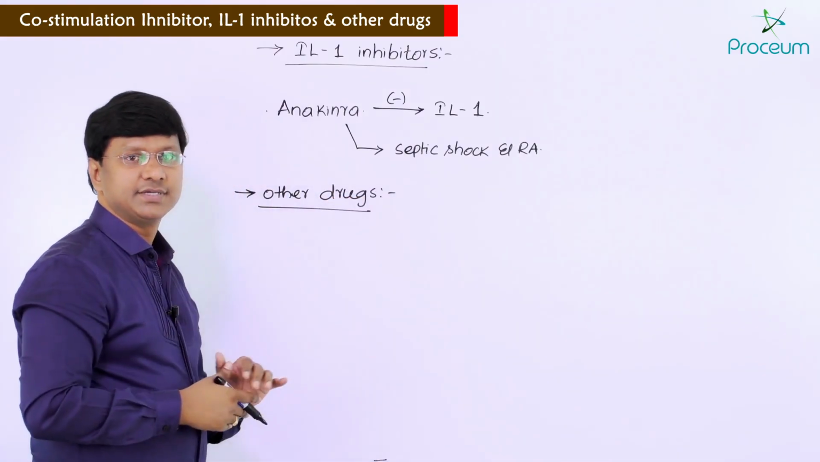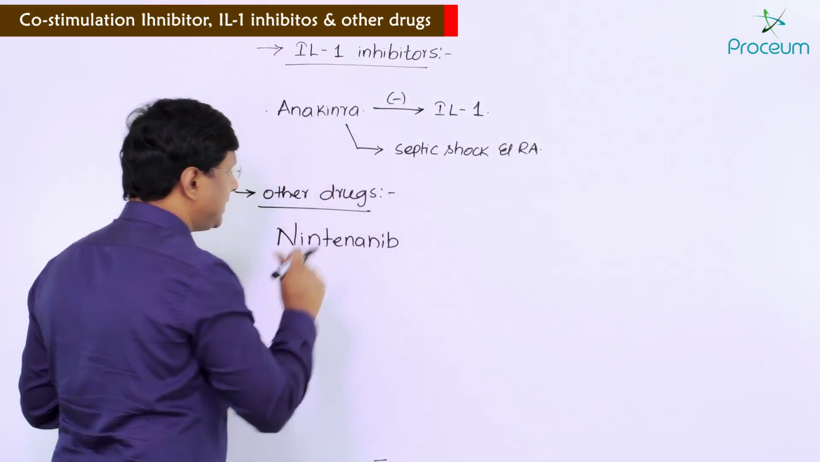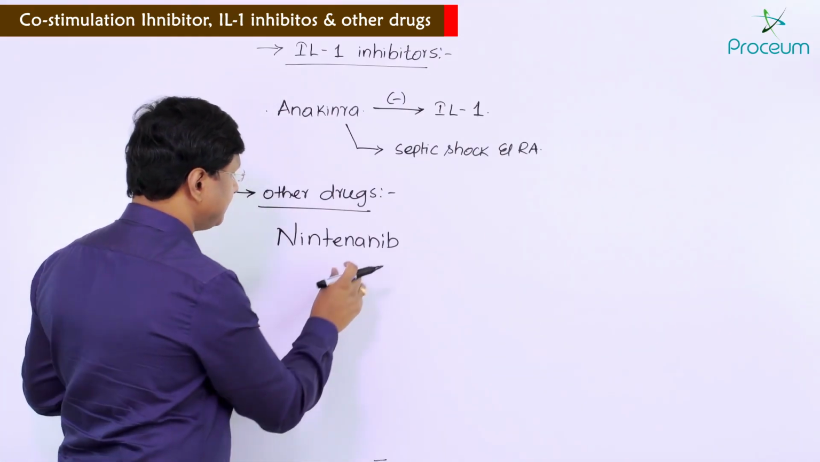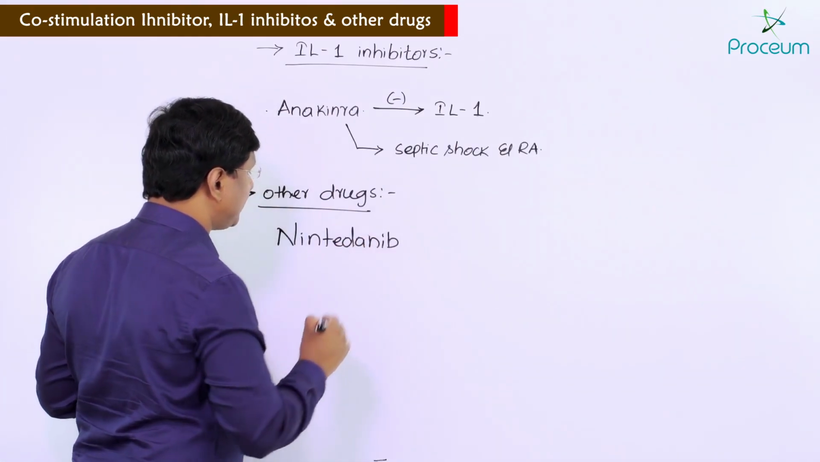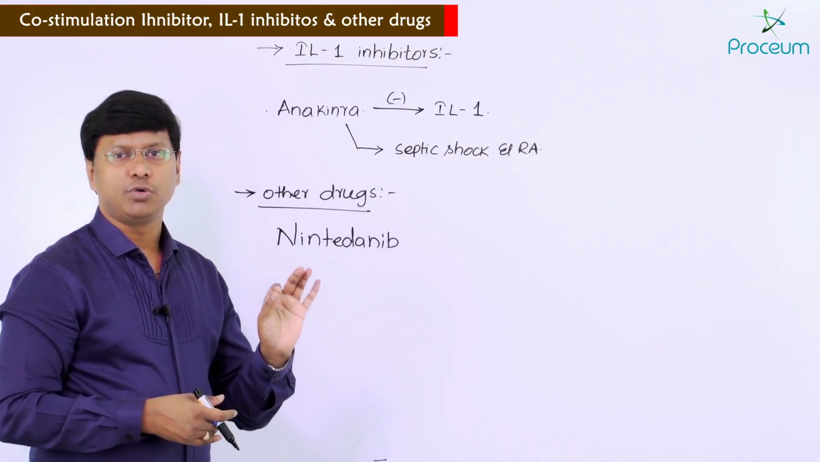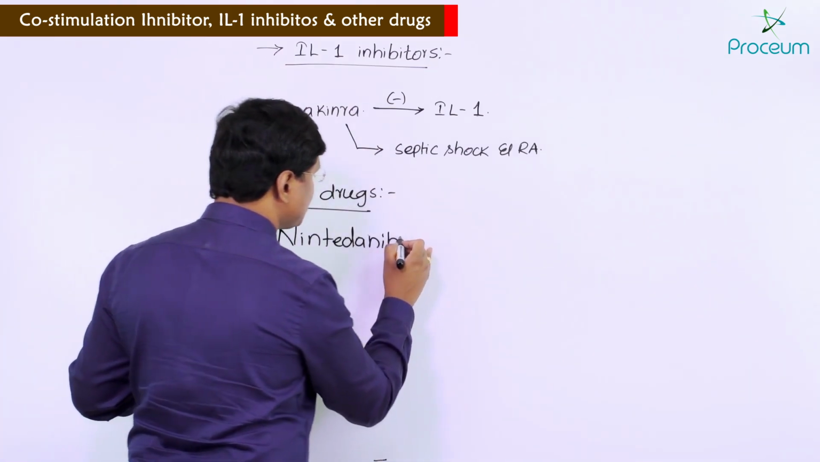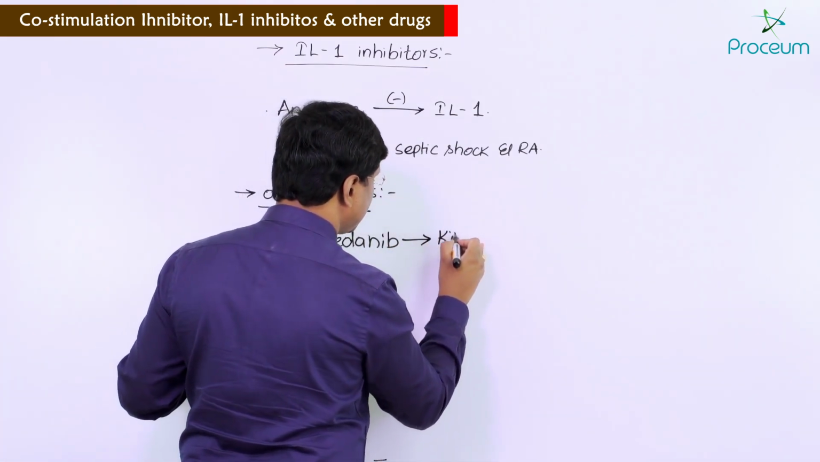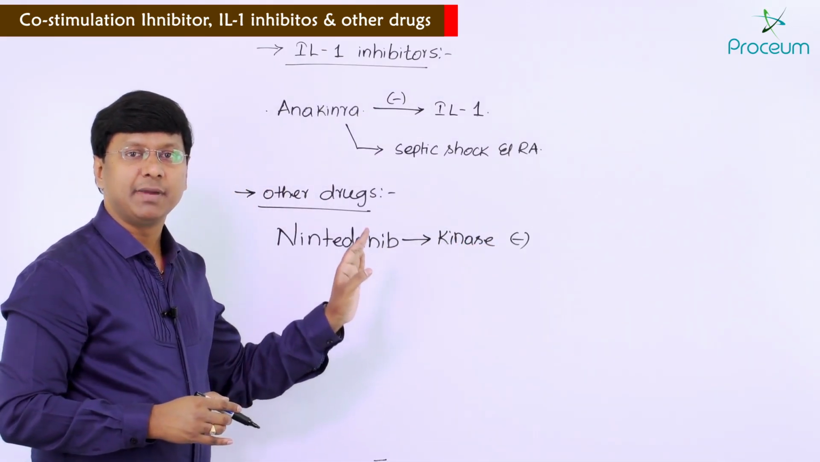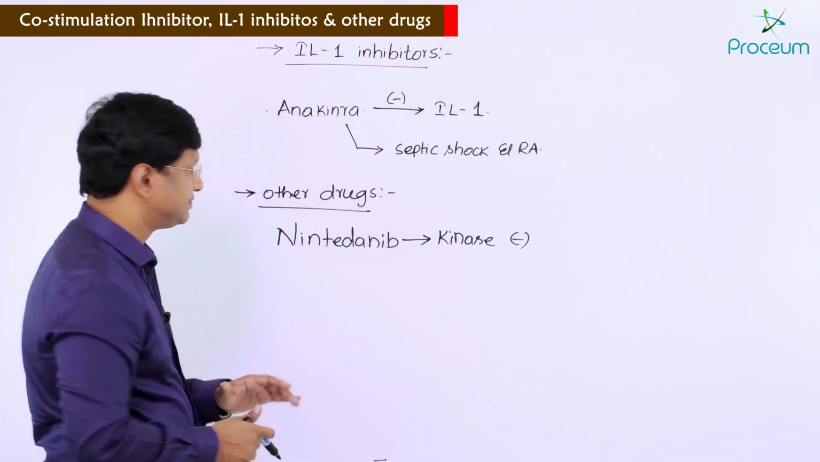Now if you see the other drugs, it includes Nintedanib. Now if you take this particular drug, Nintedanib, it is a small molecule kinase inhibitor. What it will do is, it blocks multiple pathways involved in the scarring of the lung tissue.